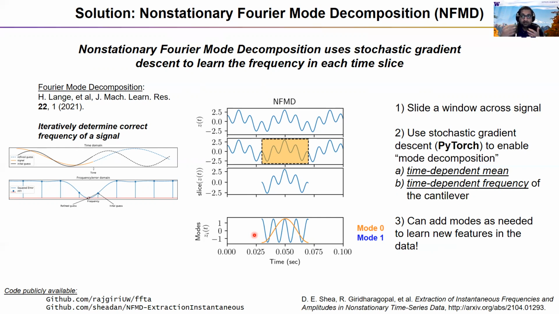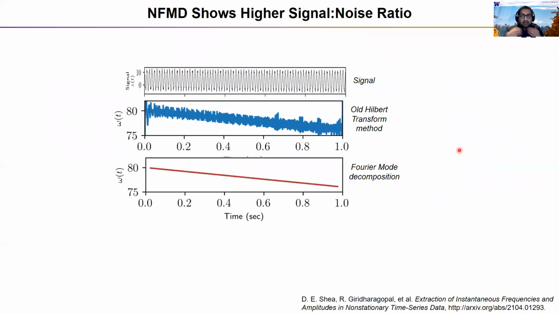For those of you that are interested in some of the nuts and bolts, the original code is in Dan's GitHub repository down there, and we specifically use PyTorch in order to do this. So that's how this NFMD works. You slide this window across, learn the correct frequency via stochastic gradient descent, move to the next window, and then repeat. It has a lot of key advantages.